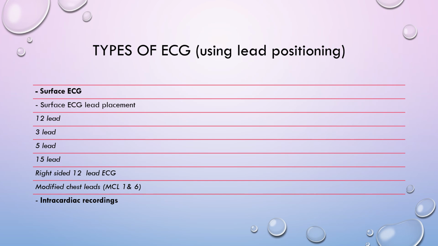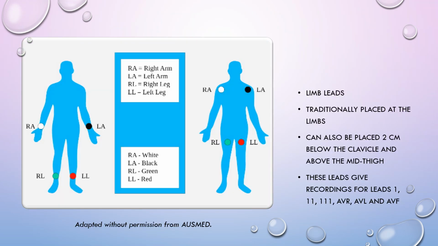A surface ECG, where the ECG leads are placed on the patient's surface and we can all see. And then we have the 12 lead, 3 lead, 5 lead, 15 lead, right-sided 12 lead and modified chest leads, etc. And then we can also have intracardiac recordings from the electrophysiologist. We're going to mainly talk about the surface ECG. The intracardiac recording is not the subject of today's discourse.